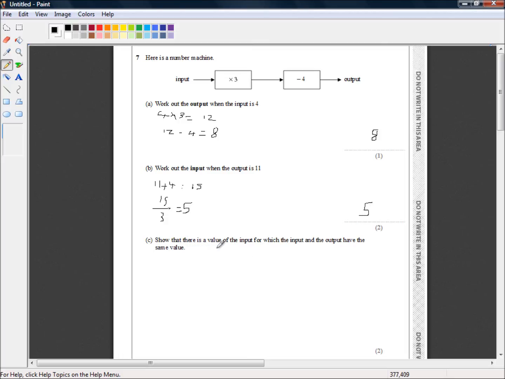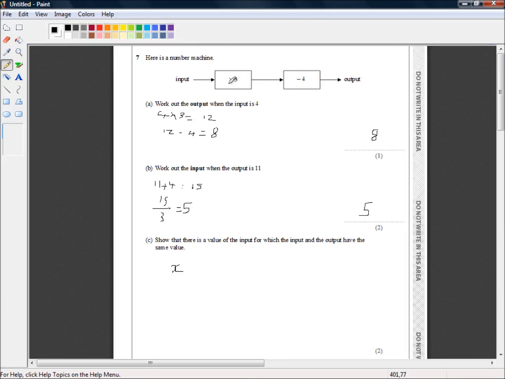Show that there is a value for the input for which the input and the output have the same value. So we want the input to be the same as the output. So we've got to start off with a number, times it by 3, subtract 4, and come out with the same number that we started with. So the first thing to do is to assume that there is such a number, that such a number exists. Let's call it x. And let's shove x through this machine.